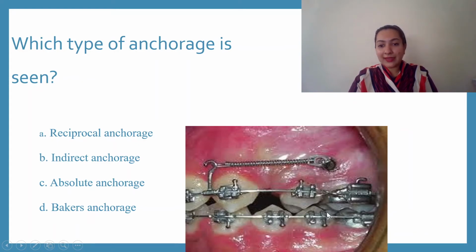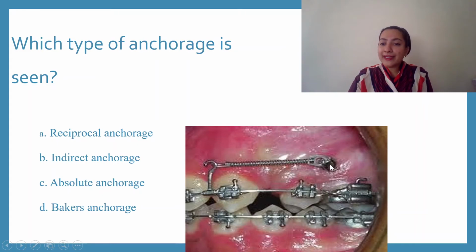That my brackets are attached, wire is running, there is a mini screw, also known as temporary anchorage device, placed in between second premolar and first molar. This is an interradicular implant, and there is a hook which is present. Hook is attached to the TAD or the mini screw with the help of a coil spring. This is a closed coil spring which is used to bring about tooth movement in such a way that when force is applied, the space present over here is closed.